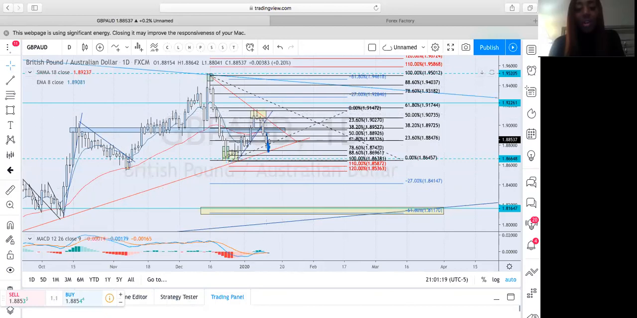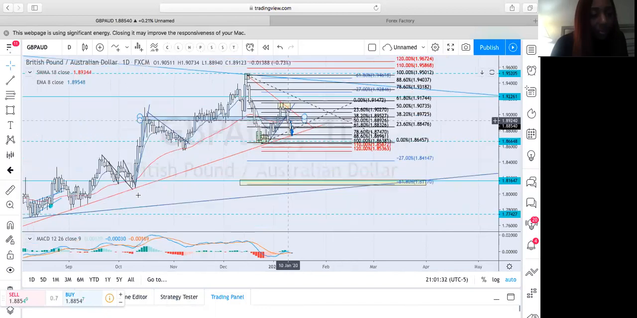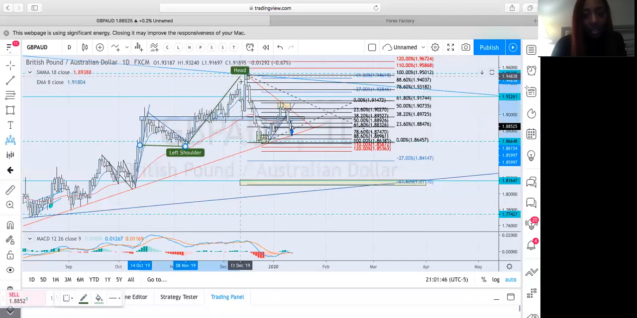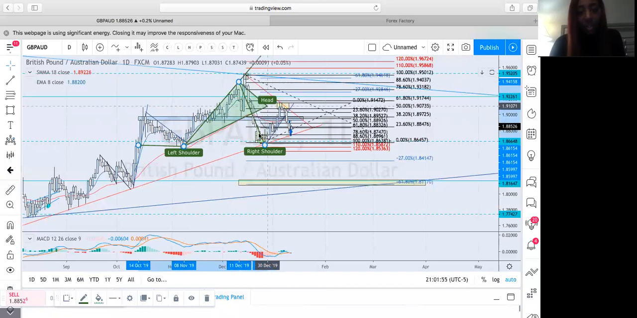But here is ultimately where I want price to go. Also, if it does just go at this point, that's kind of like a head and shoulders pattern. Let me just show you. Let's see. Oh wait, I did it wrong. Wait. Okay, here we go. There, and then, dang it, hold on.